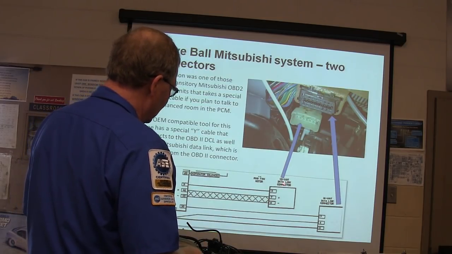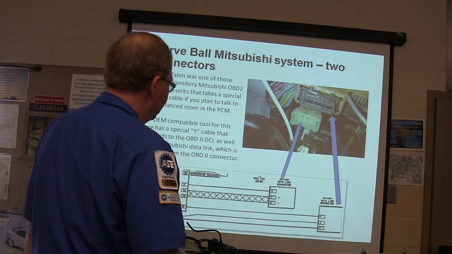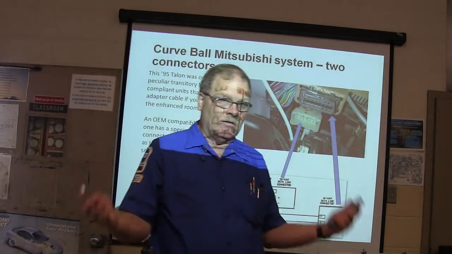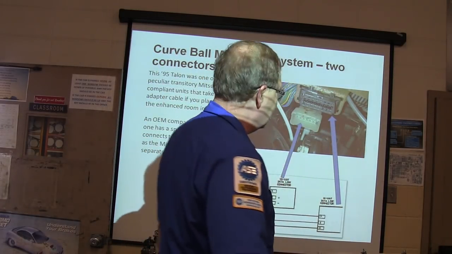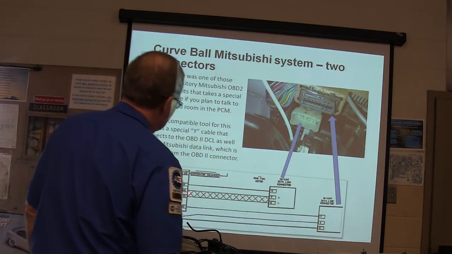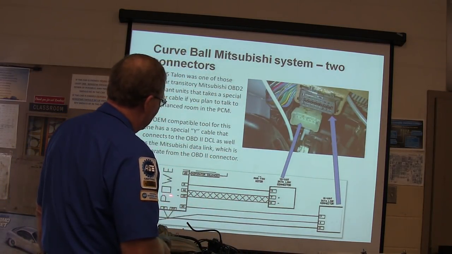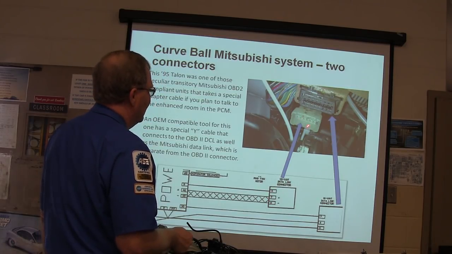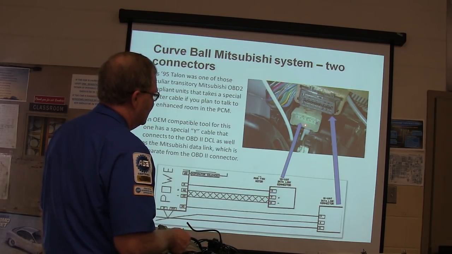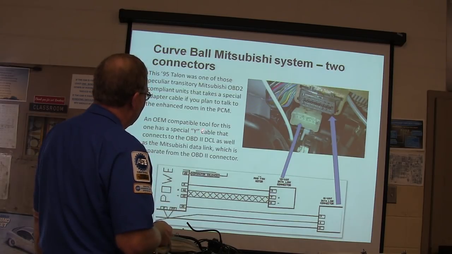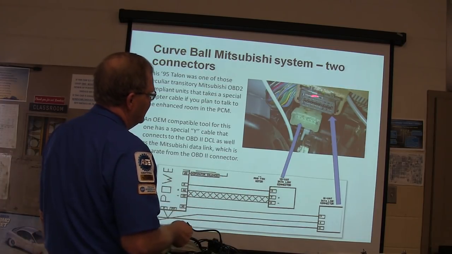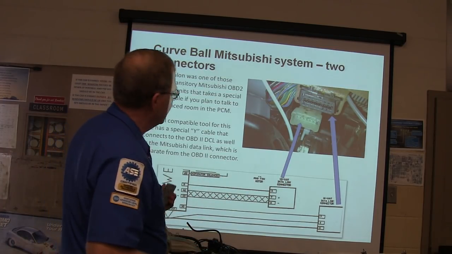You see the two, a 12-way connector, a 16-way connector. 12-way means it's got 12 cavities in it. It does not mean there's 12 wires in it. It just means there's 12 cavities that could have wires in them. And you notice this one right here is a twisted pair coming out of the engine controller to that one right there. Only three wires going to that. But that's how you're going to get the data if you want the enhanced data. And there was a Y cable that connects to the OBD2 DLC as well as the Mitsubishi data link so you could get both enhanced and OBD data on the scan tool that we were using at the time.